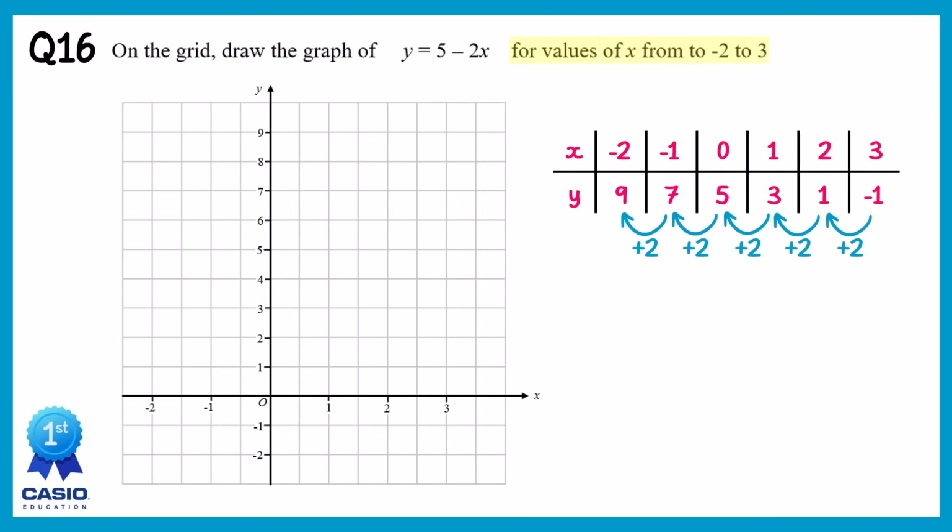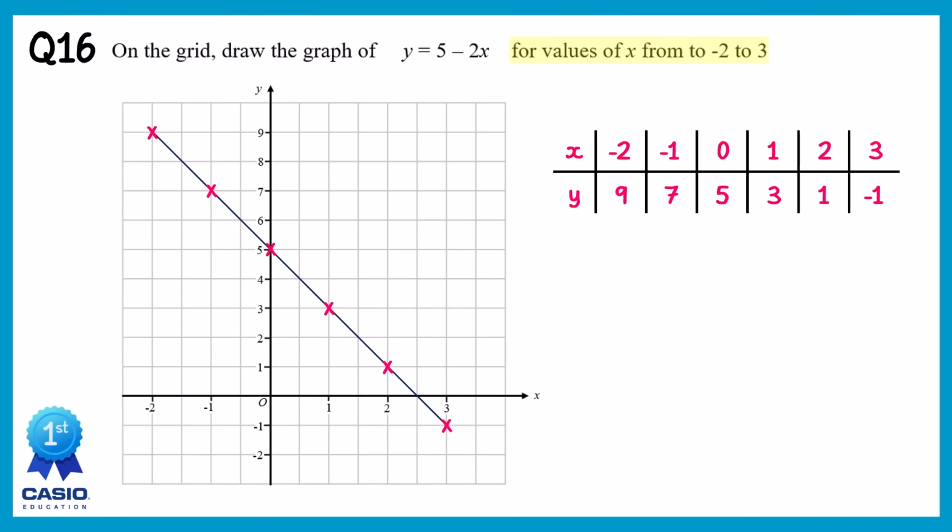All we need to do now is plot these as coordinates. So the first coordinate is x is -2 and y is 9. That point goes here. Then we have x is -1 and y is 7, that goes here. Then 0 5, 1 3, 2 1, and 3 -1. You'll see all of these form a straight line, so we get a ruler and connect these together like this.